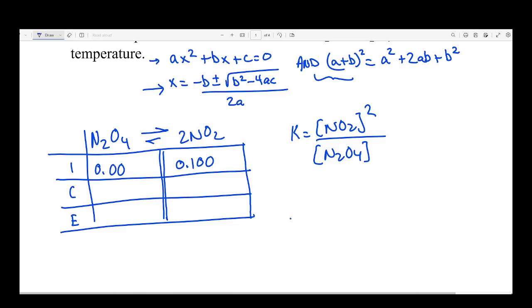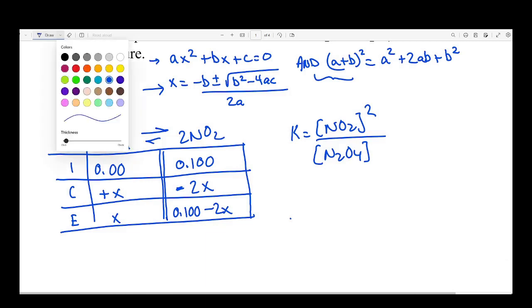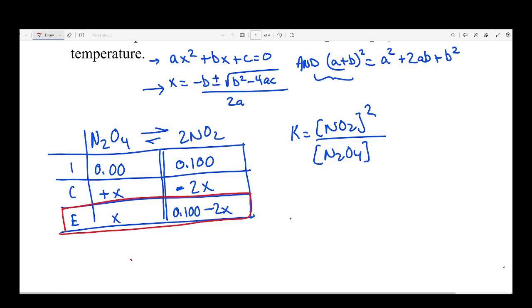Okay, so if we have only products and no reactants in the beginning, then we're going to be losing products and gaining reactants. So we're going to be gaining x of the N2O4 because it has a 1 as a coefficient in the reaction, and losing 2x of the NO2 because it has a 2 as the coefficient. So at equilibrium for our NO2, we're going to have 0.100 minus 2x because we're losing 2x, and for the N2O4 we'll have 0 plus x, so we just have x. So what we have to do is take these equilibrium values, which we just found from our ICE table, plug them into K and then solve for x.